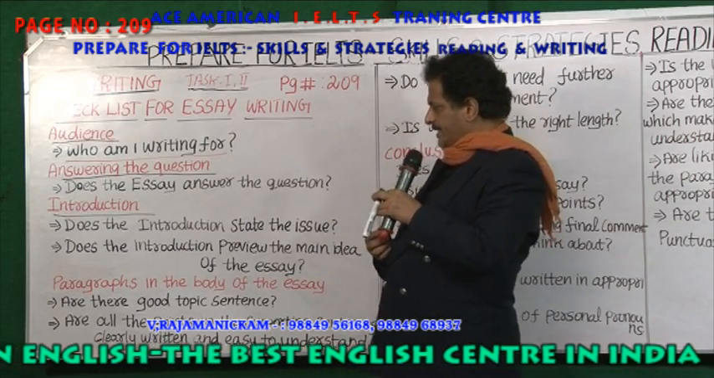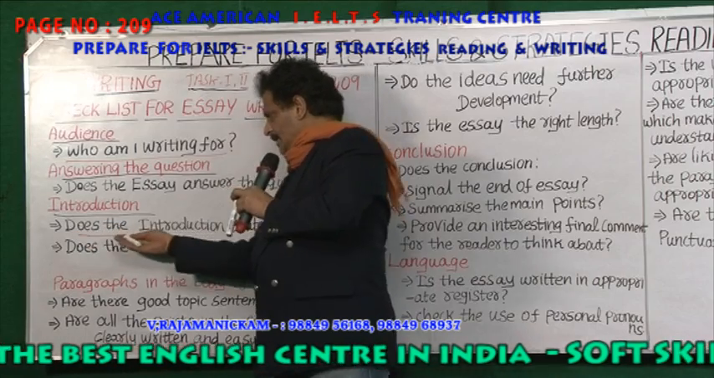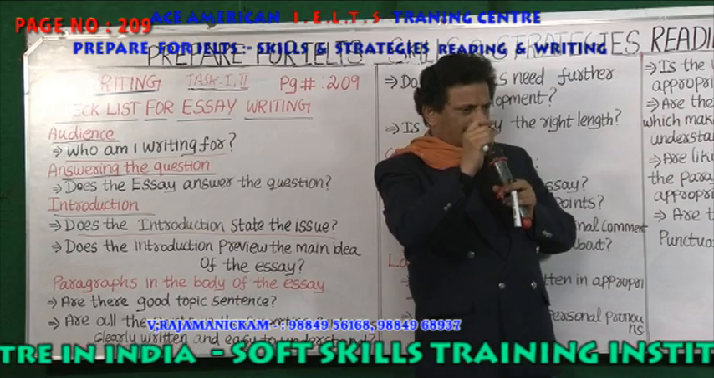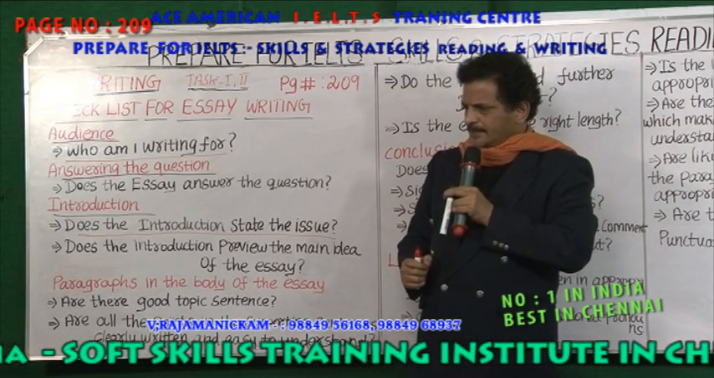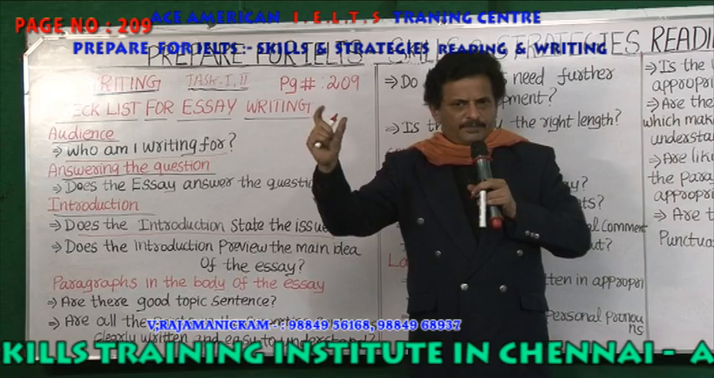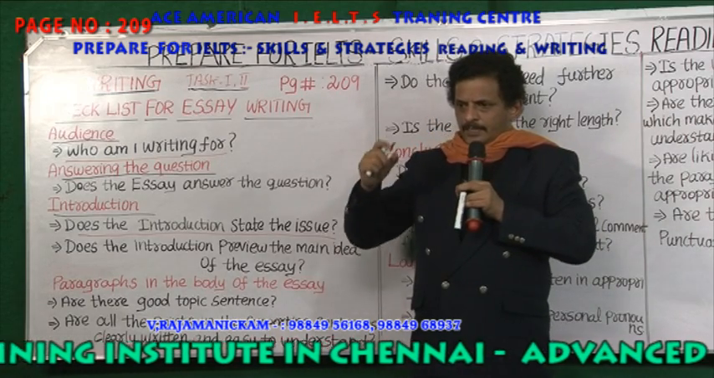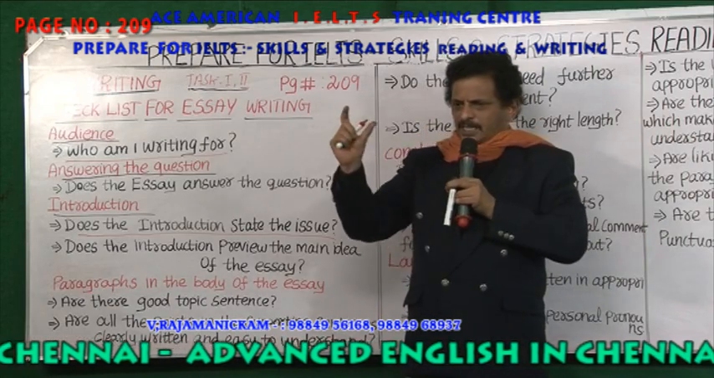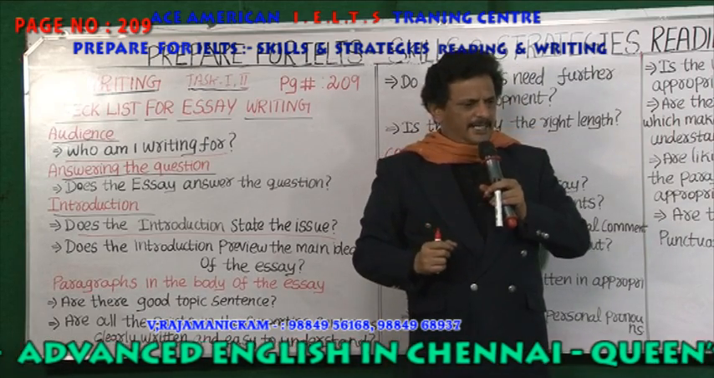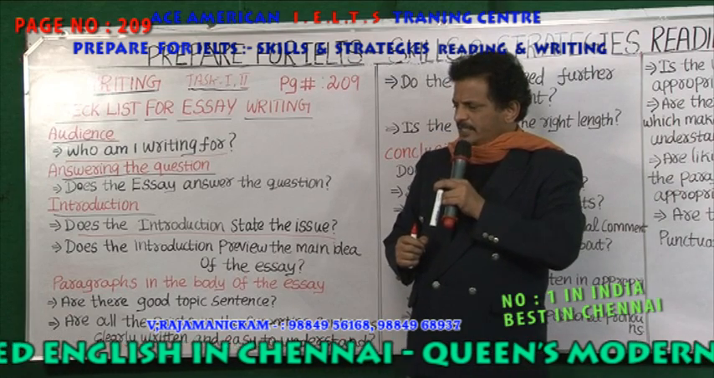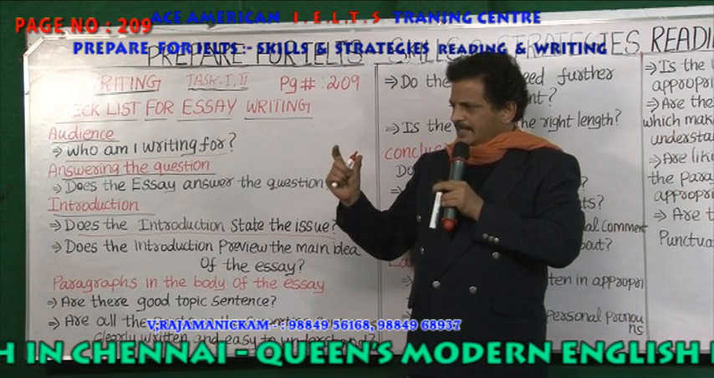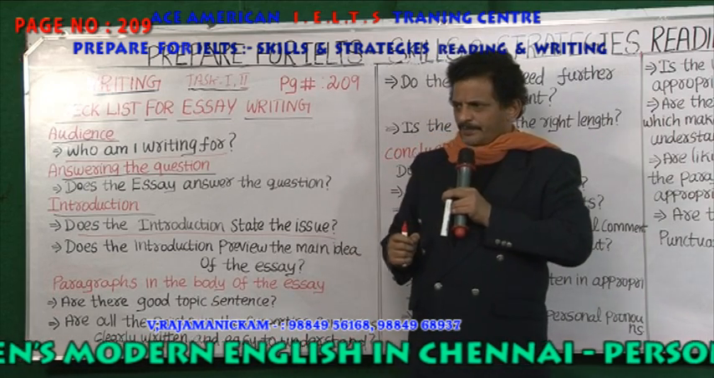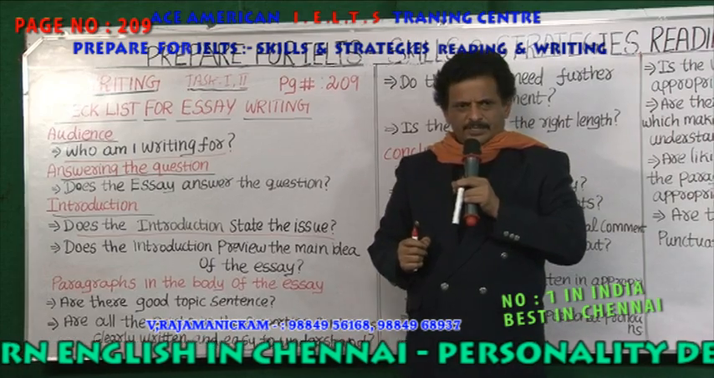So here, does the introduction state the issue? Issue means what? The problem. See, one problem, sir: road accidents. Number of deaths. A lot of deaths are happening because of road accidents. So which is the cause and which is the effect, sir? Road accidents, death. Which is the cause and which is the effect? A lot of road accidents happen because of death. Which is the cause and which is the effect? Accident is the cause. Is it?